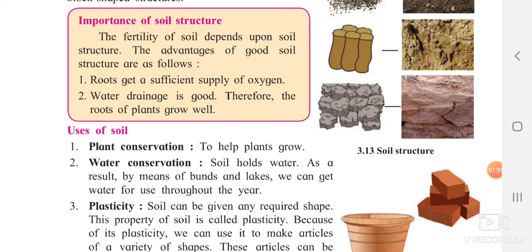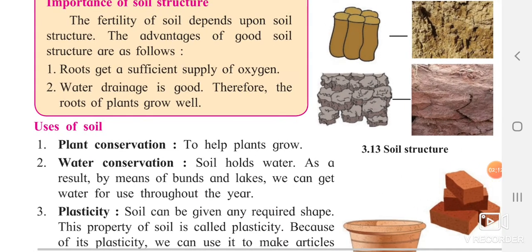They help them to conserve, to keep safe. The next one is water conservation. Water conservation means it can absorb the water in such a way that water will be provided to us after the rainy season also. Soil holds the water. As a result, by means of ponds and lakes, we can get the water throughout the year. You have seen the lake water remaining for a longer period of time. After continuous evaporation, the water in the lakes also dries out, but still the holding property of the soil for water is good, and it is said to be water conservation.